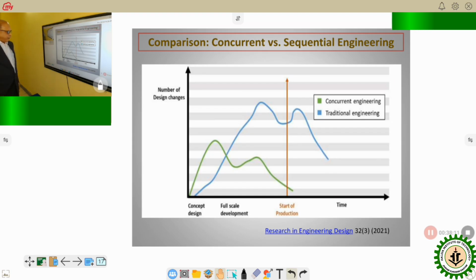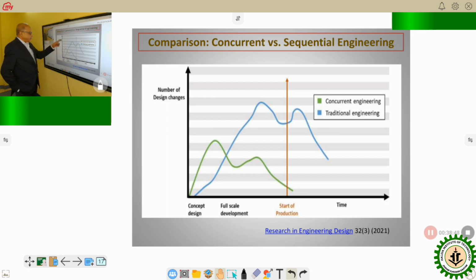This is a pictorial comparison. You see, there are two different colors considered. For concurrent engineering, green color is followed, and for traditional, blue color. You see, with the passage of time, how many design changes are taking place. For concurrent engineering, in the early stage, your changes or the variations are much more pronounced. But as the time progresses, it keeps on decreasing. So when the physical manufacturing or the production starts, the variation of the design anomalies is reduced to almost very small.